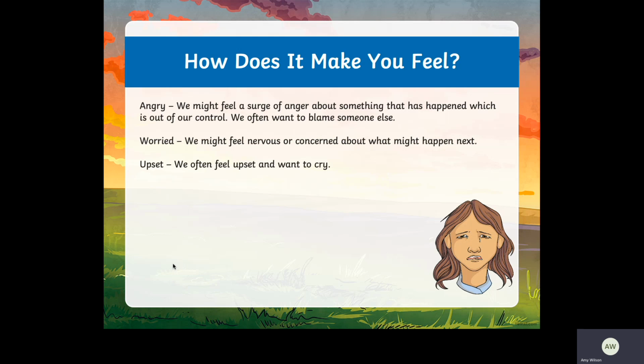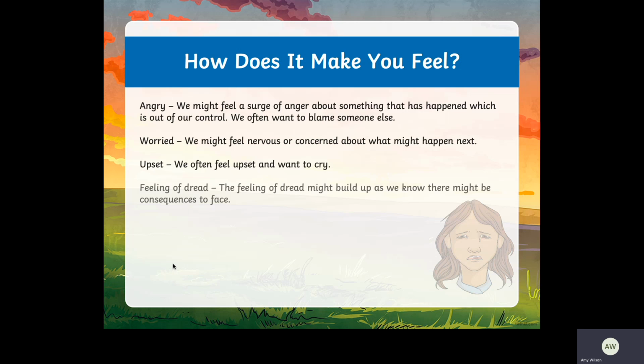We might feel a sudden urge of anger about something that has happened, which is out of our control, and we often want to blame someone else. We might feel worried or nervous or concerned about what might happen next. Something's gone wrong, or we might be worried what's going to go wrong next, what's going to happen now because that's gone wrong. We might feel upset and want to cry.